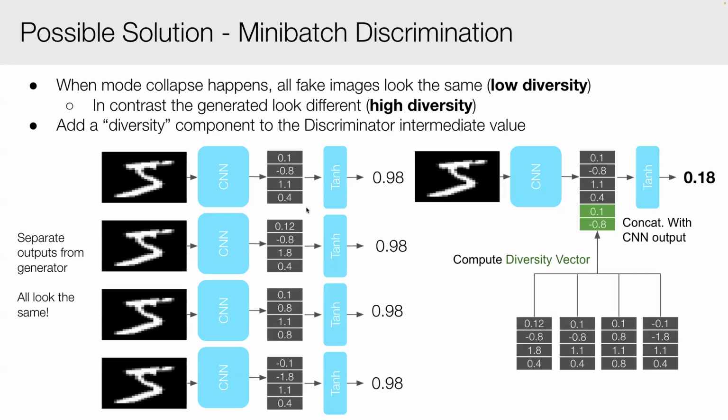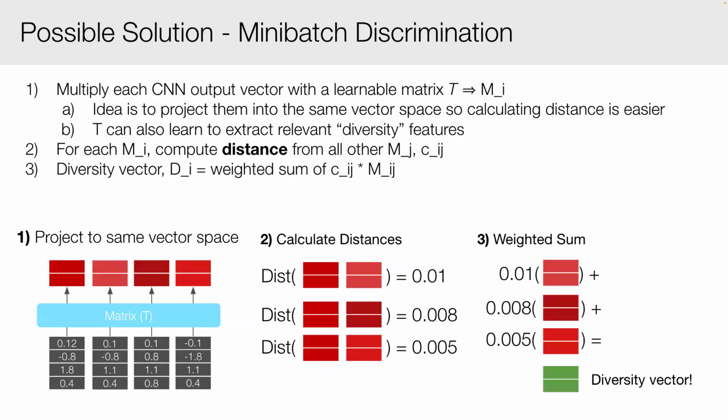So the solution with mini-batch discrimination to encourage diversity amongst our outputs is to add this diversity term. We take that intermediate output right before our output layer, and we concatenate this diversity vector. So we don't change anything from the CNN. Instead, we just add stuff to it. And the hope is that this diversity vector contains enough information such that the discriminator, just from looking at this, is able to tell, hey, this might be a fake image. I'll explain what that means after going through the example.